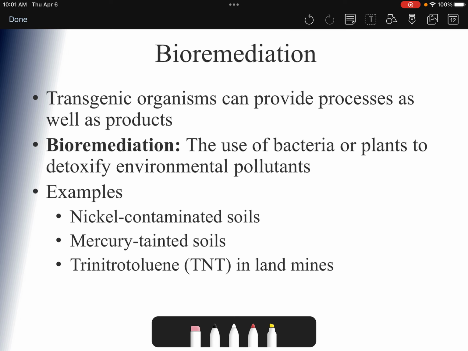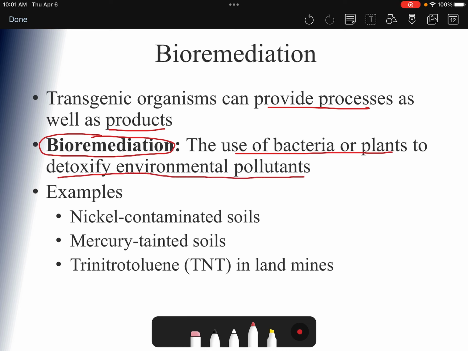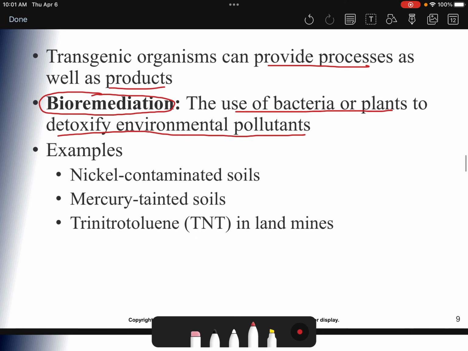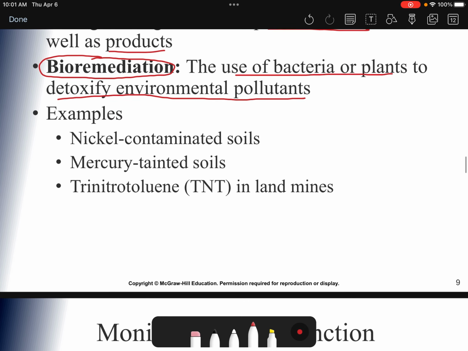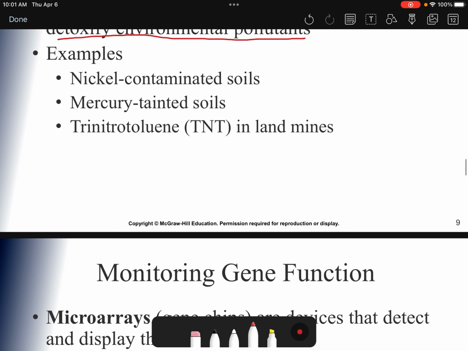Transgenic organisms can also provide processes as well as products, and so one term that we use here is bioremediation. I think we had this way at the beginning in chapter 1. It's the use of bacteria or plants to detoxify environmental pollutants, such as cleaning up soils that have various contaminants in it: nickel, mercury, the TNT in landmines. So we can make transgenic organisms to help try to clean up those areas.